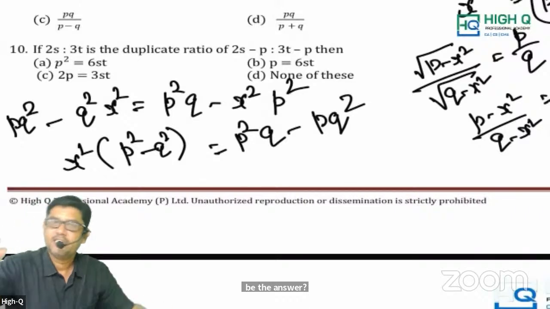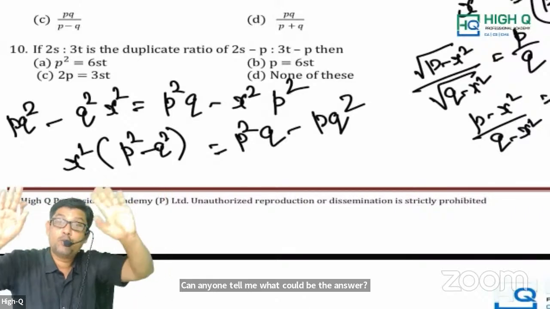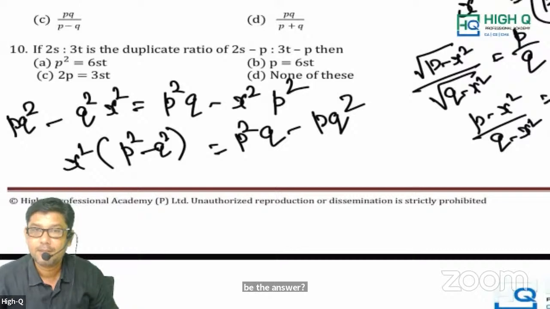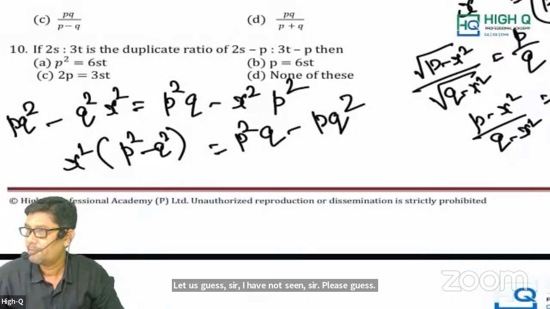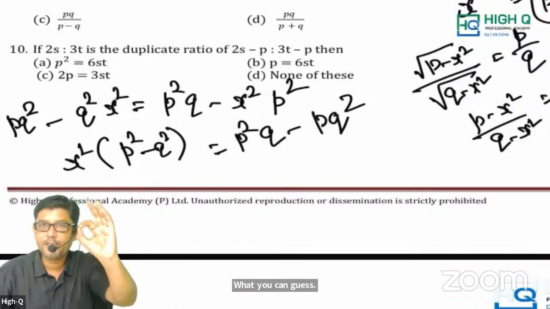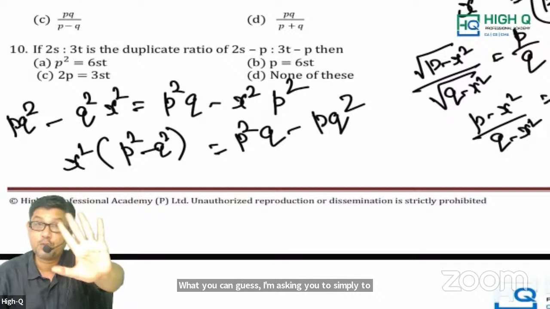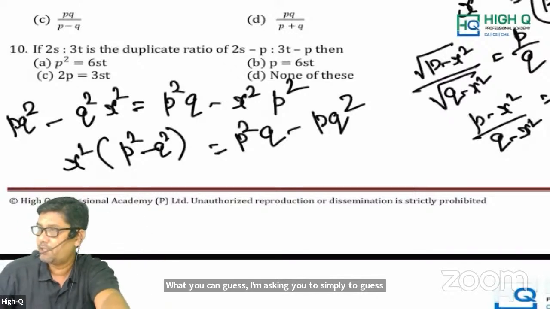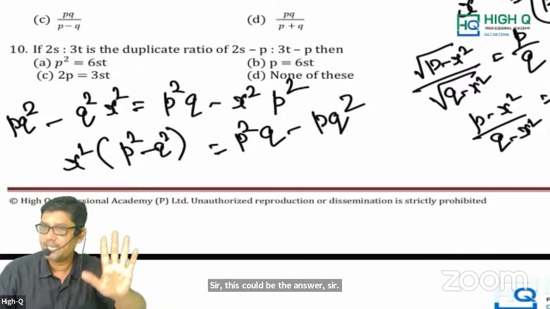Let us guess. Sir, I have not seen, sir. Please guess. What could be the answer I'm asking? Please guess. What can you guess? I'm asking you simply to guess. Sir, this could be the answer, sir. Yes, Sabrish. Very good. This could be the answer, just by guessing.